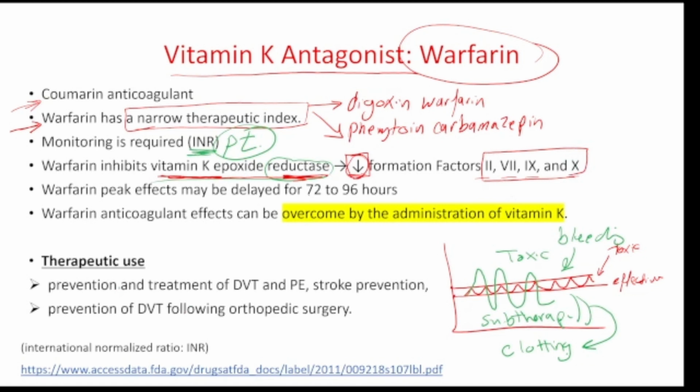Warfarin peak effects may be delayed to 72 to 96 hours. Warfarin's anticoagulant effect can be overcome by administration of vitamin K. Okay, we use warfarin for prevention of deep vein thrombosis, pulmonary embolism, and prevention of stroke. Also prevention of deep vein thrombosis following orthopedic surgery.